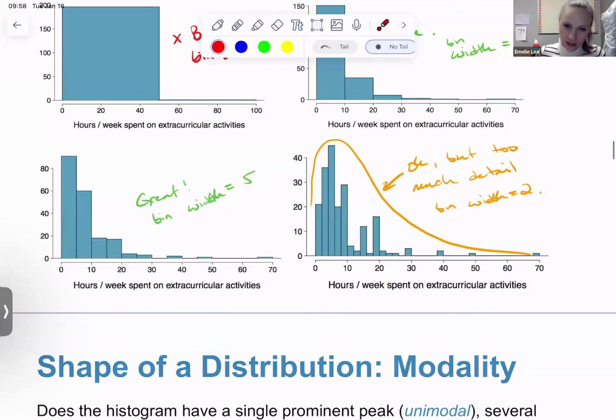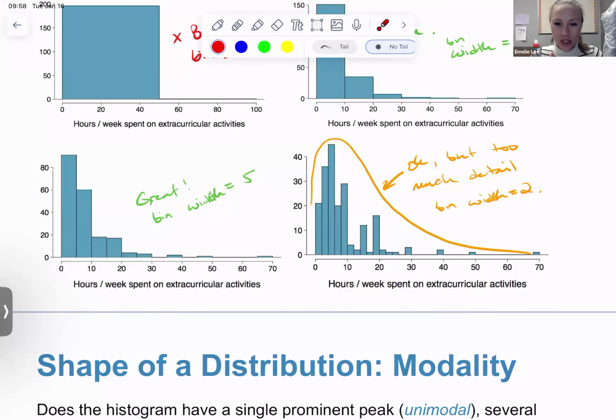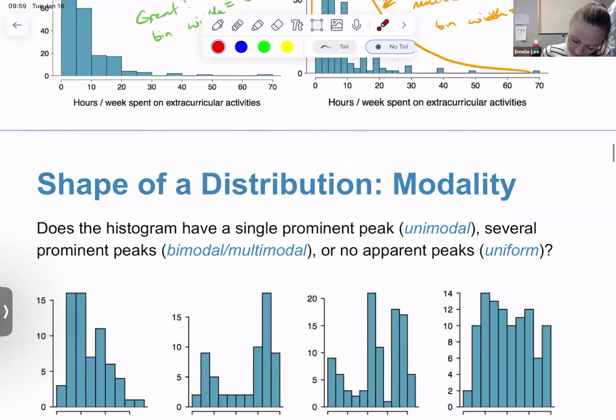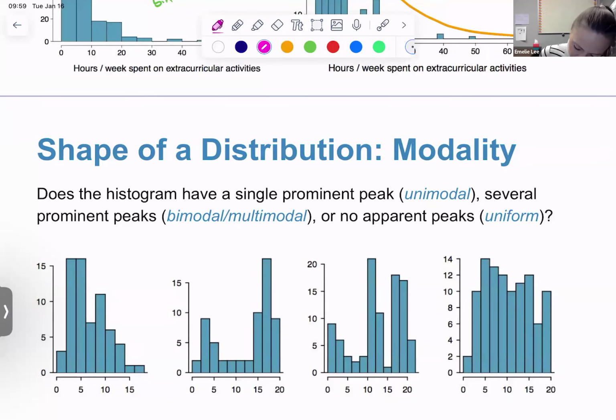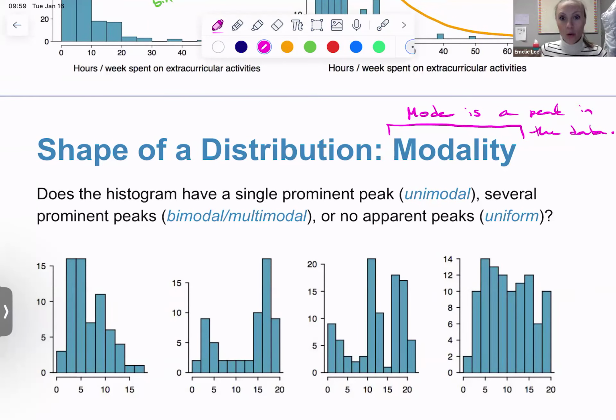So when we talk about the shape of a distribution, one of the things that I would probably talk about was the tails, right? What do the tails look like? Do I have a long tail on some side? And then we said, what about the peaks, right? We could talk about the number of peaks. And so that's going to be called our modality. So modality, a mode is a peak in the data, right? The most frequently occurring value is the mode.